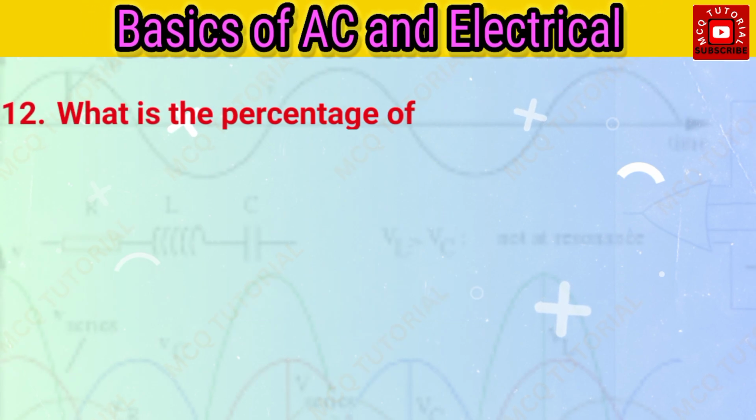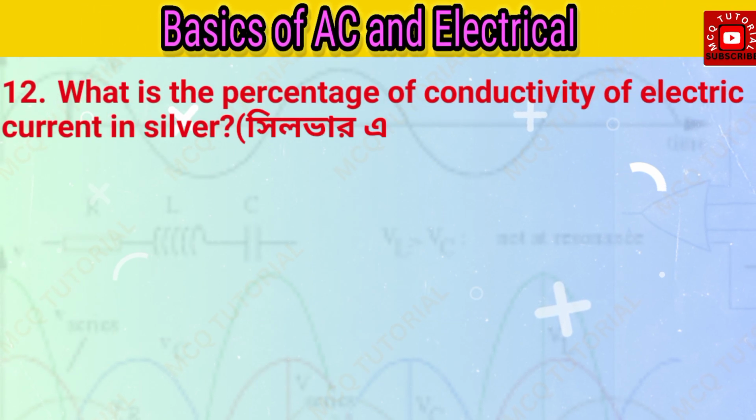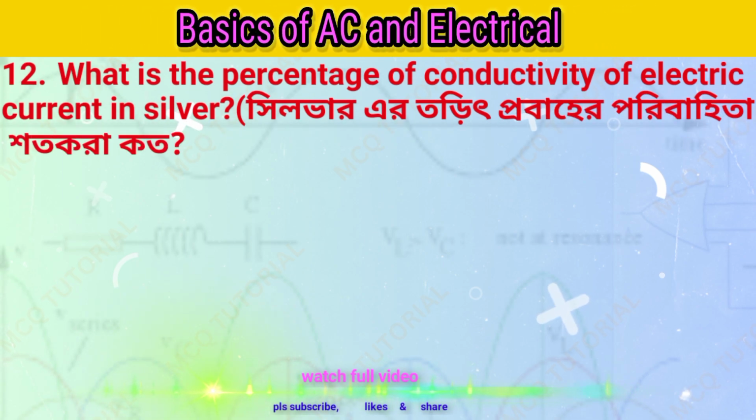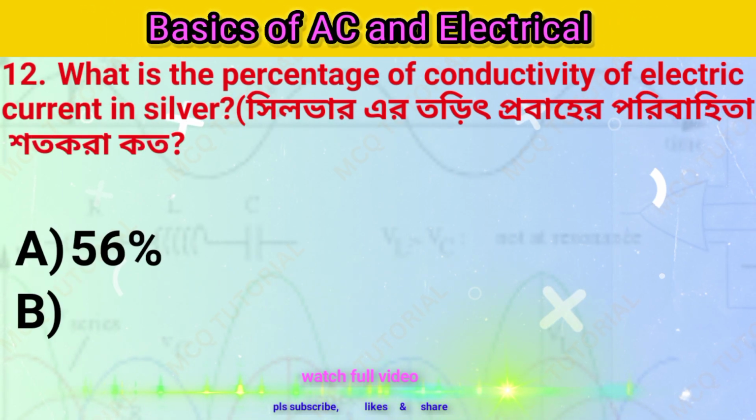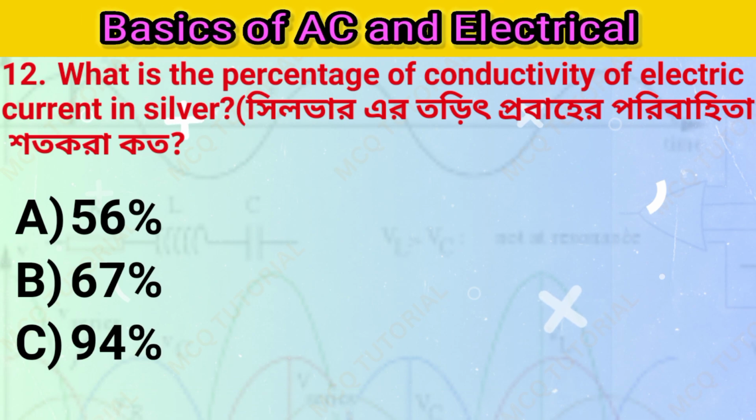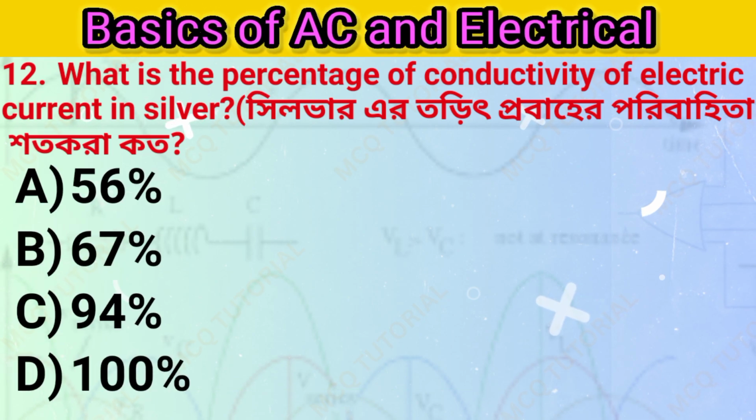Question number 12. What is the percentage of conductivity of electric current in silver? Option A 56%, option B 67%, option C 94%, option D 100%.